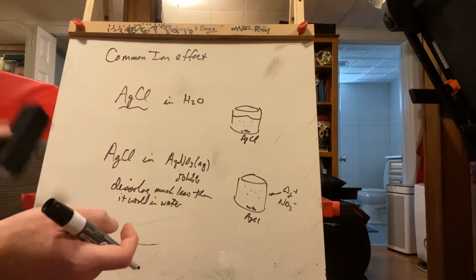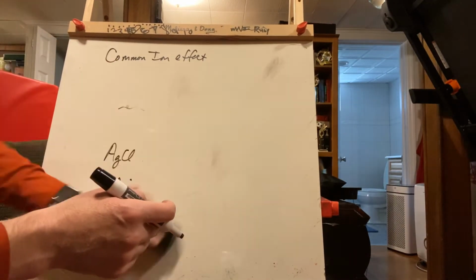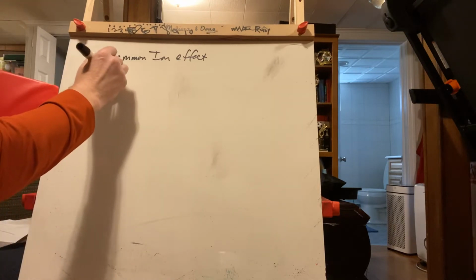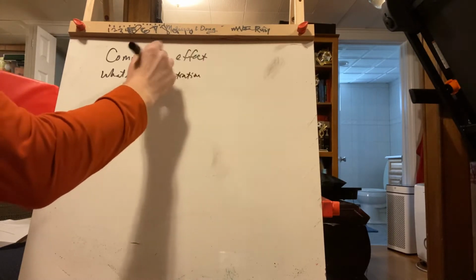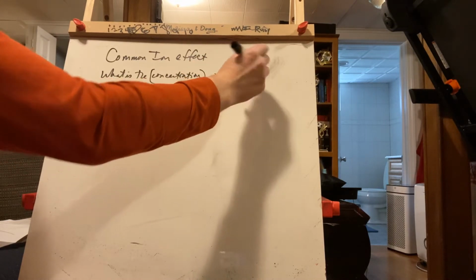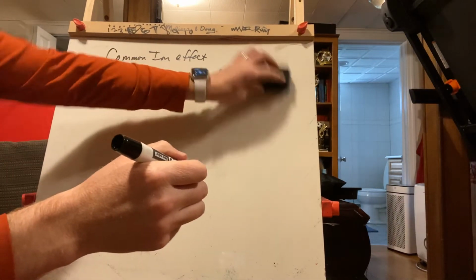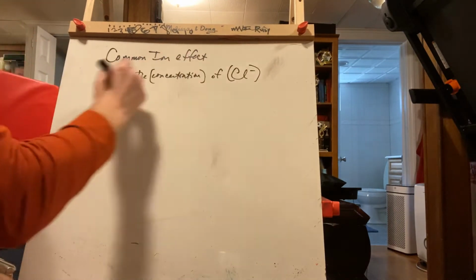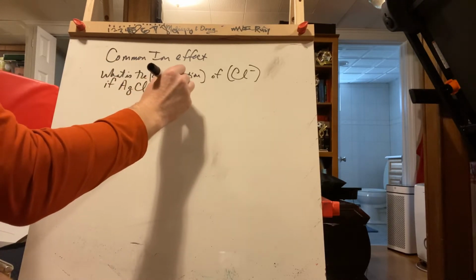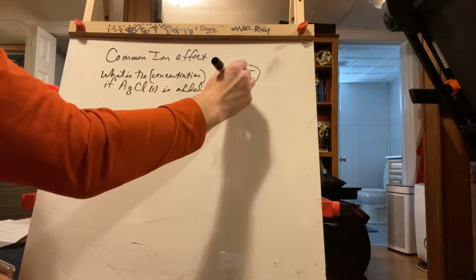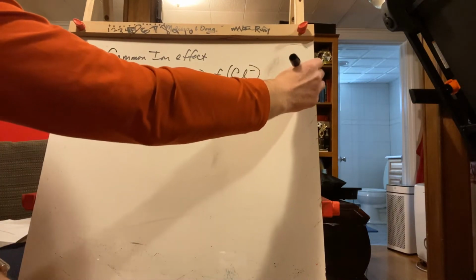So let's do AgCl, and you can see how this works. What is the concentration, molarity, of Cl- if AgCl solid is added to a 0.0100 molar solution of NaCl.